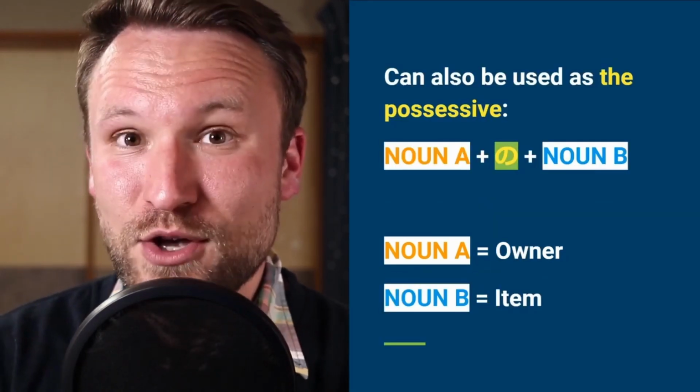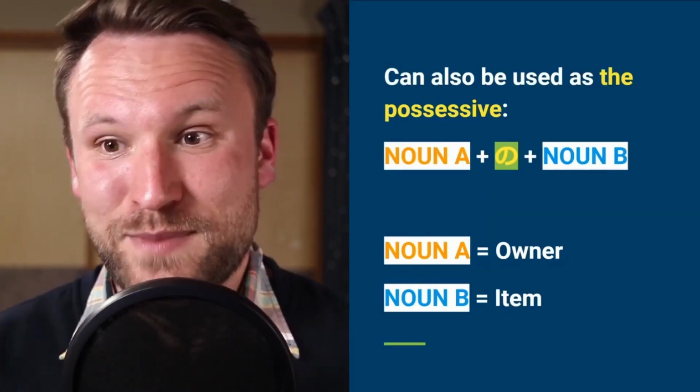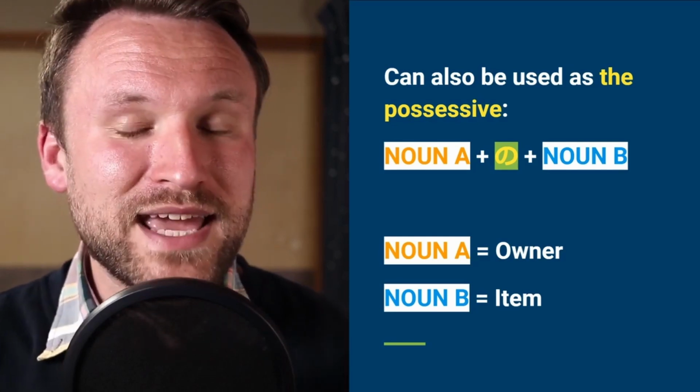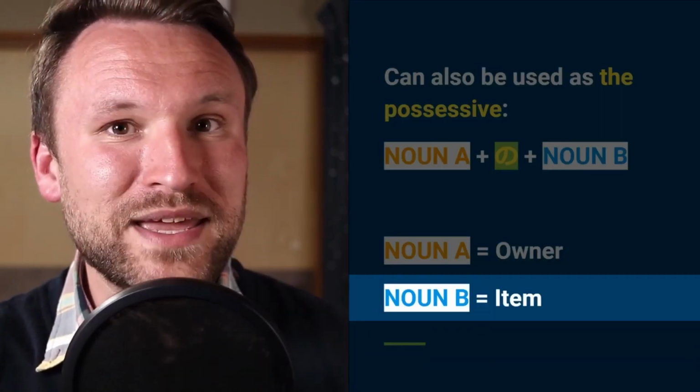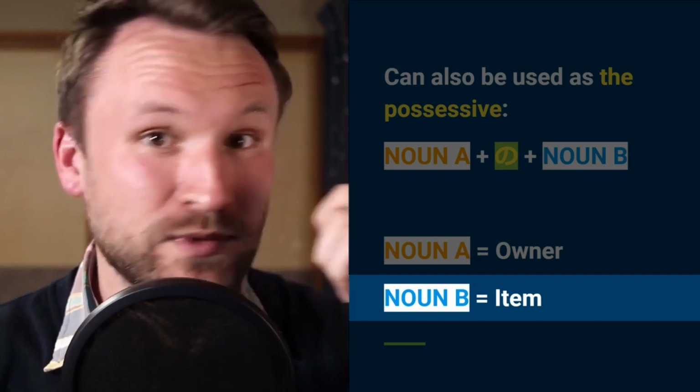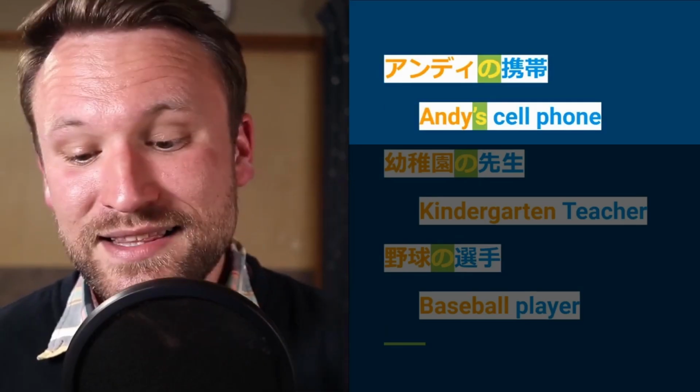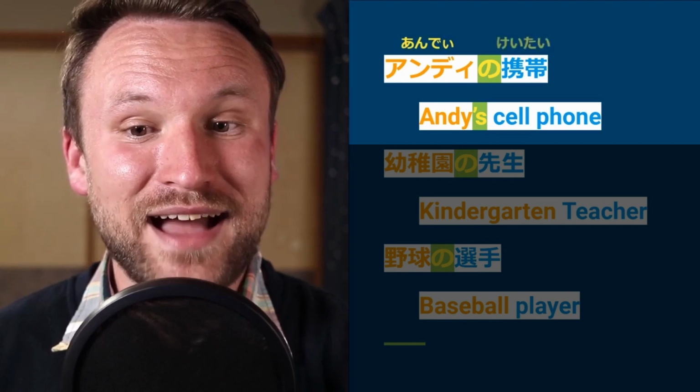But it can also be used as the possessive, so basically apostrophe S in English. But in this case, noun A is the owner, then we have no, and noun B is the item that the person owns. Andy no keitai. Andy no keitai.